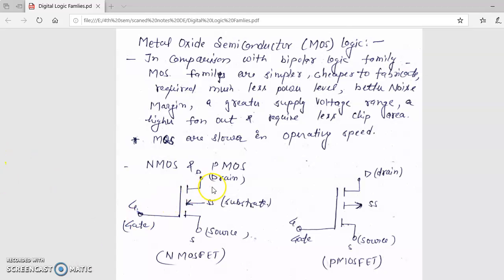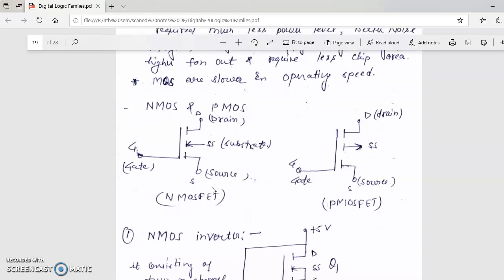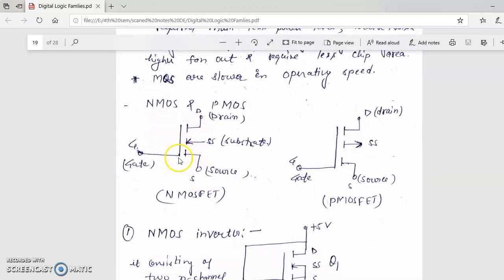This is NMOS and PMOS FETs. NMOS has three terminals: drain, gate, and source, with a fourth terminal, the substrate, and this arrow is the convention current. If the arrow is going inside the MOSFET, it is NMOS, and here it is outside, that is PMOS, having the three terminals with the fourth terminal as substrate.